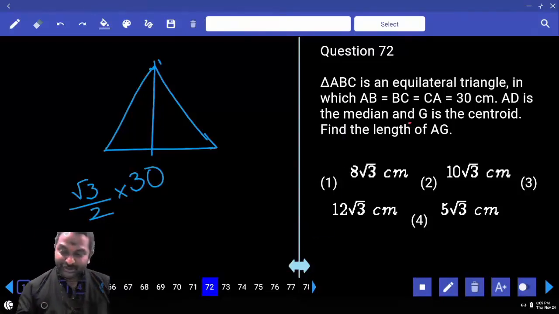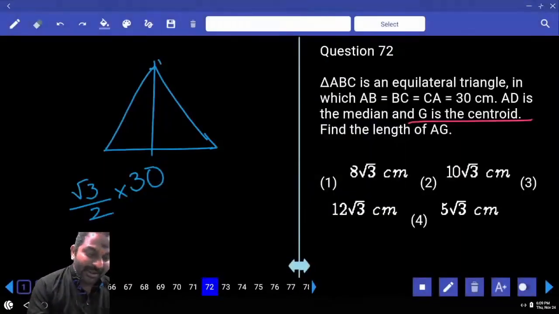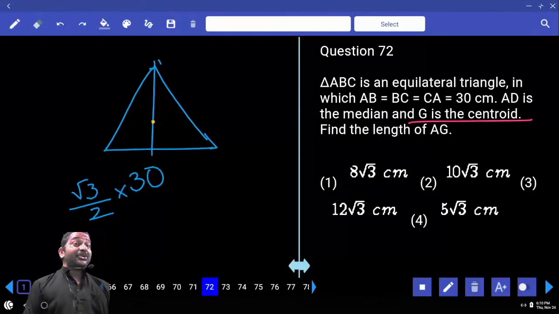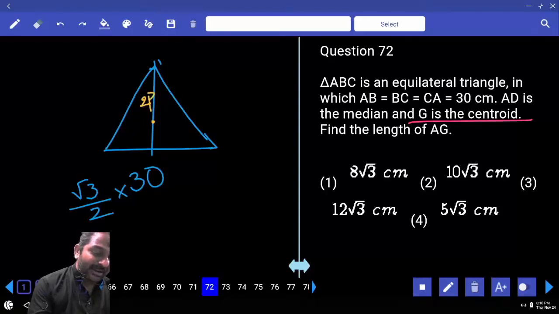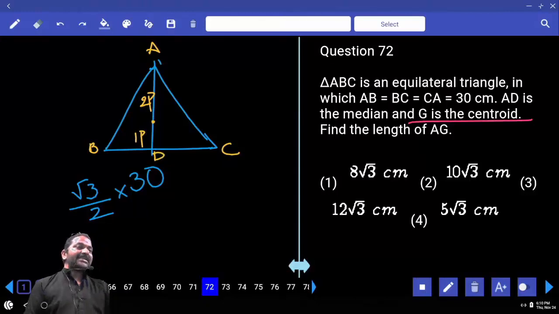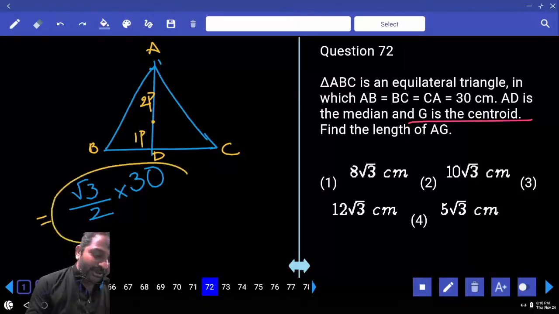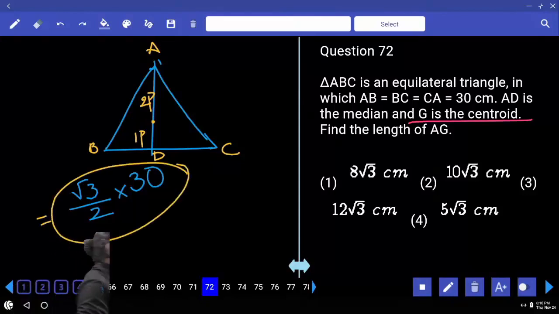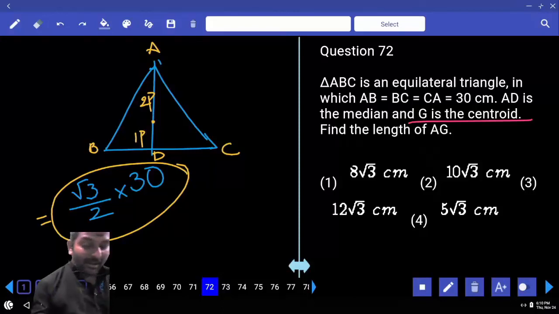Now G is the centroid. Centroid divides the median in the ratio 2:1. 2 parts here and then 1 part here. This is A, B, C, correct? And D. AD is the median, the same we can call height, correct? So √3/2 into 30. This is what is divided in the ratio 2:1. And now we were asked to calculate AG.